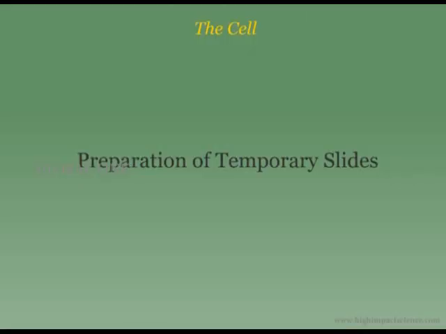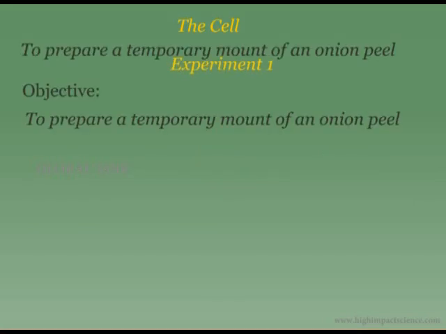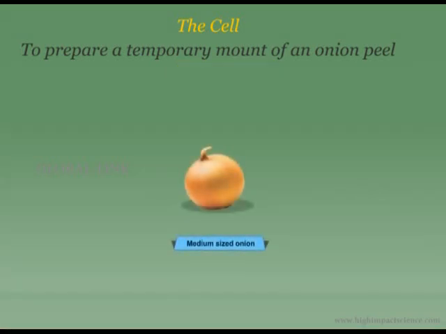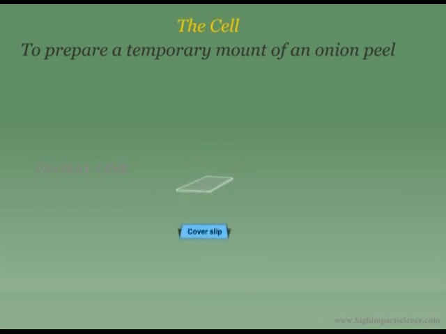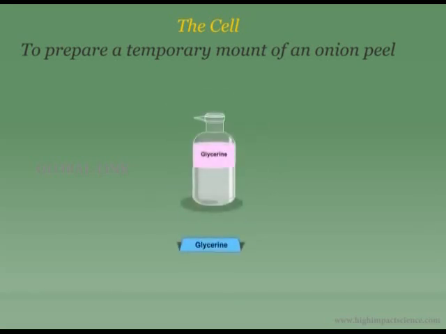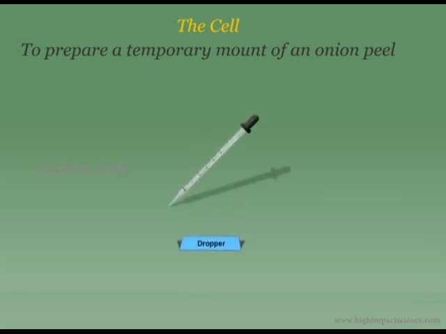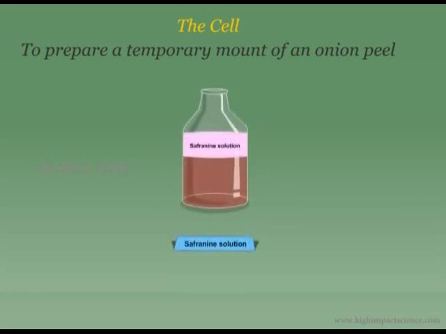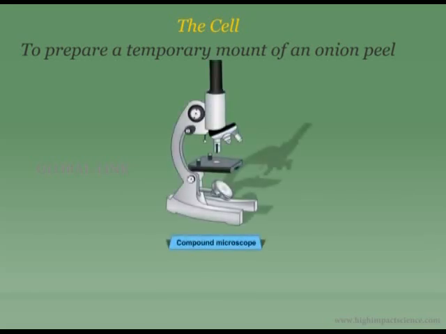We need to perform 2 experiments to prepare temporary slides. In the first experiment, we will prepare a temporary slide of onion cells. For this experiment, we shall need a medium-sized onion, a slide, a cover slip, watch glass, forceps, a knife, needle, distilled water, glycerin, dropper, blotting paper, saffron in solution, a compound microscope, and a brush.